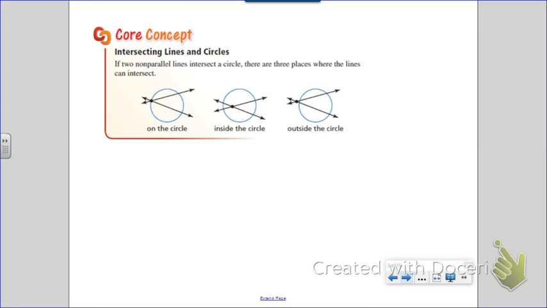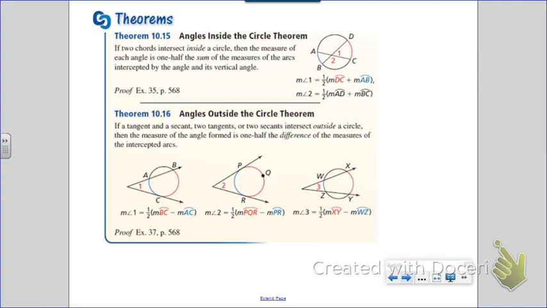There are three places where the lines can intersect. We can have an inscribed angle, so on the circle, inside of the circle, not at the center, and outside of the circle. If the angle is inside the circle but not at the center, we take half the measure of the two arcs added together. If the angle is outside of the circle, we take half the measure of the two arcs subtracted.